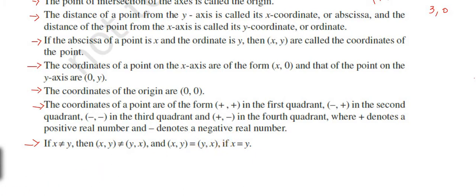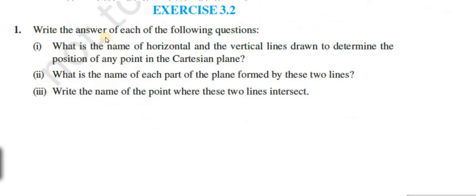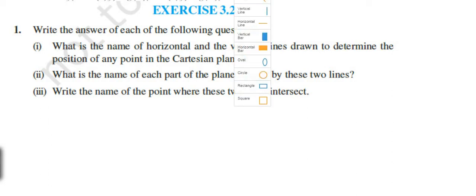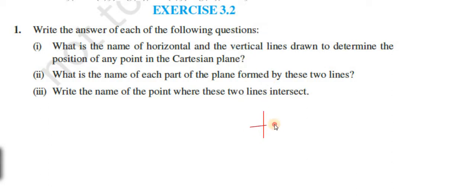Now we'll move to the exercise problems. Dear students, write the answer to each of the following questions. What is the first question? What is the name of the horizontal and vertical lines drawn to determine the position of any point in the Cartesian plane? If you draw lines like this, what is this called? This is called the y-axis, and this is called the x-axis. So the answer is x-axis and y-axis.